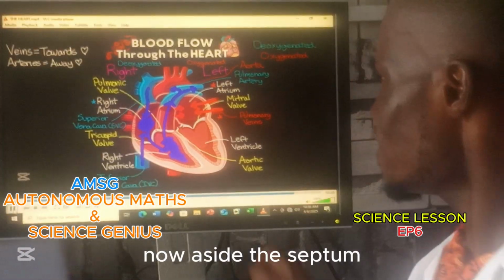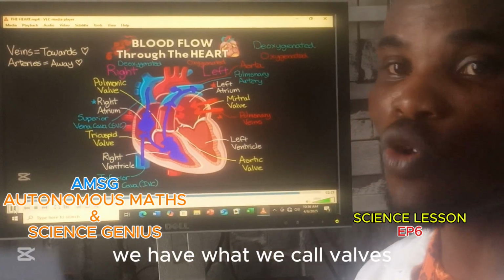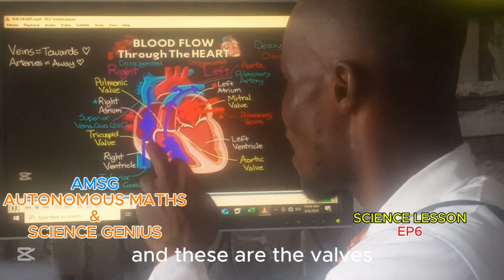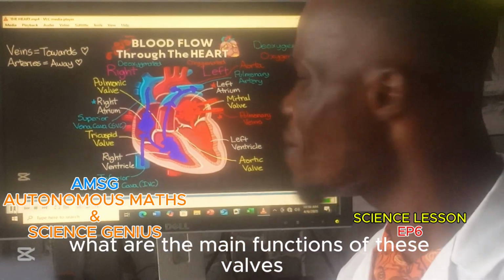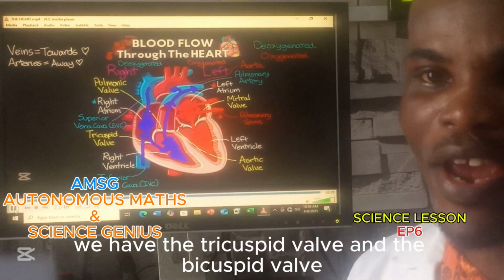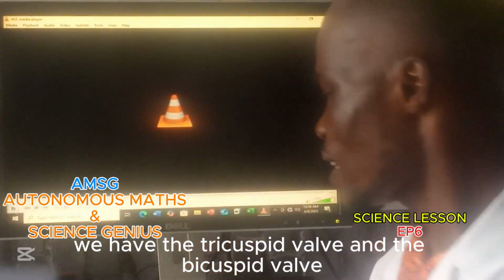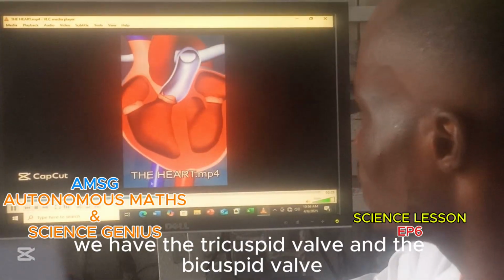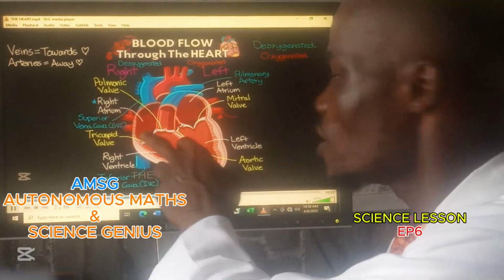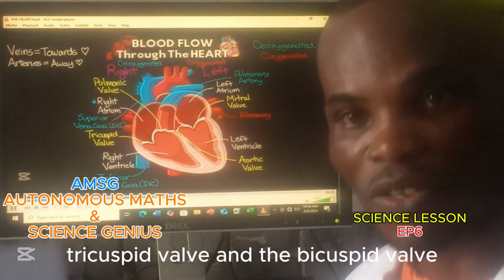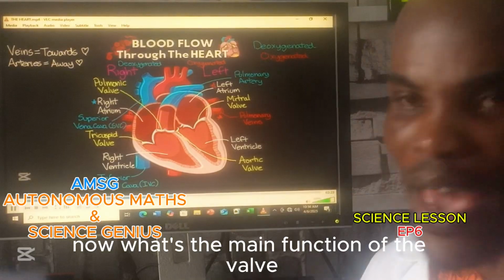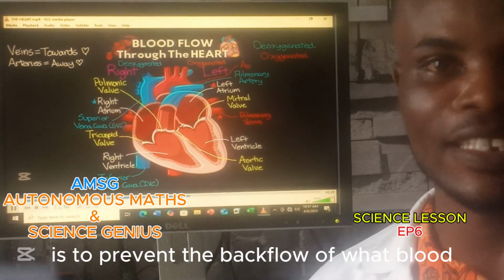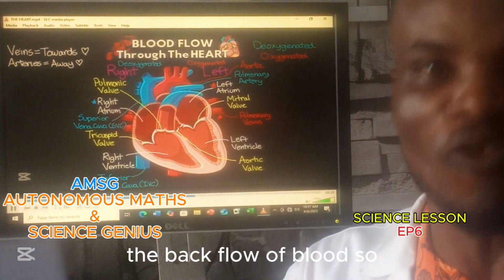Now, aside the septum, we have what we call valves. And these are the valves. What are the main functions of these valves? We have the tricuspid valve and the bicuspid valve. Now, the main function of the valve is to prevent the backflow of what? Blood. The backflow of blood.